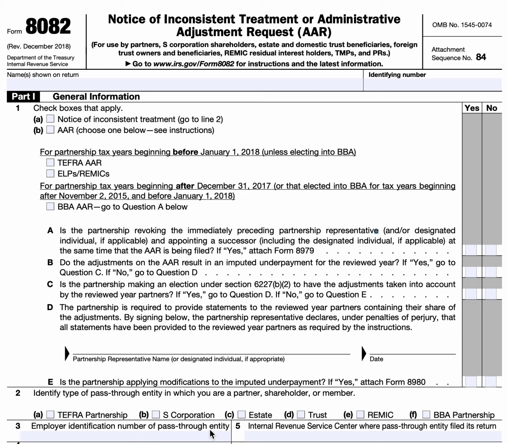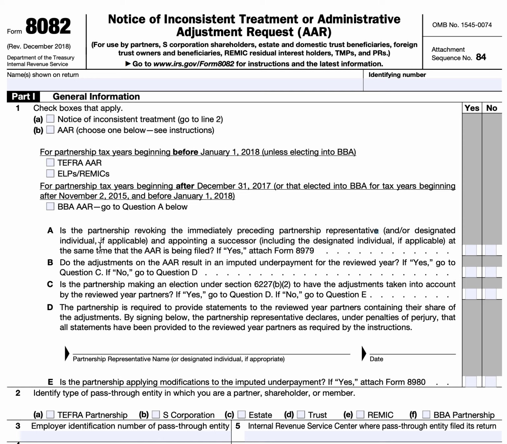Prior to 2018, they would be subject to what was known as TEFRA, the Tax Equity and Fiscal Responsibility Act of 1982. So when you see a reference to a TEFRA partnership, or different acronyms with TEFRA, like TEFRA proceedings, non-TEFRA partnership, that's a reference to the tax law that used to be in place before the BBA was passed, which took effect in 2018. So there are three parts to this tax form.